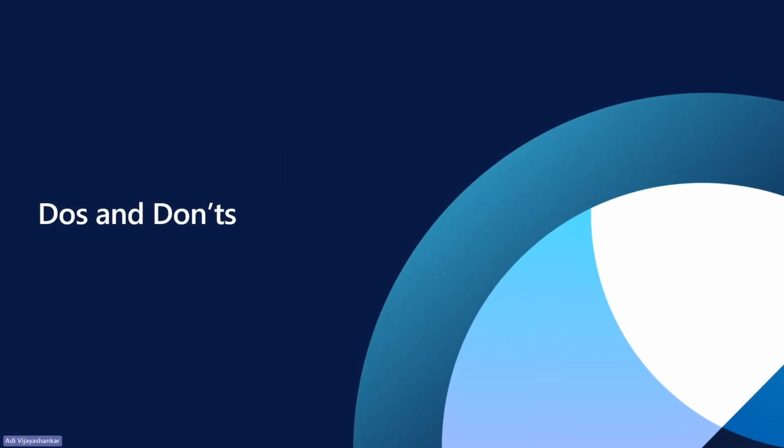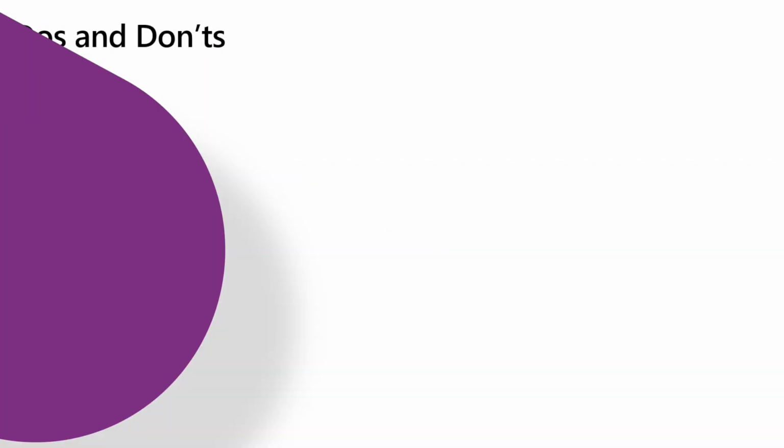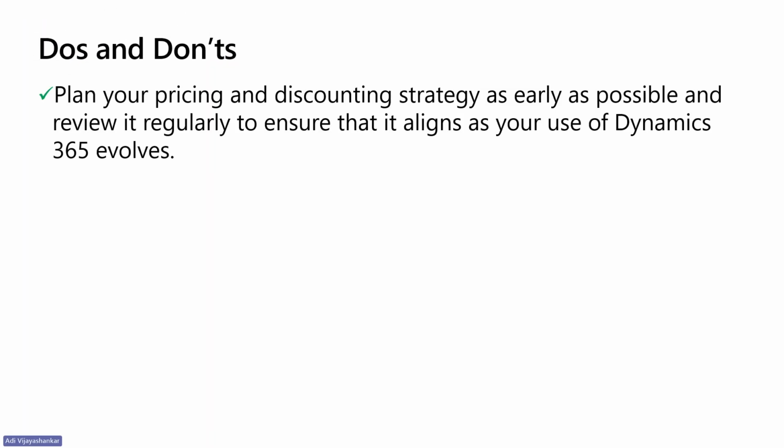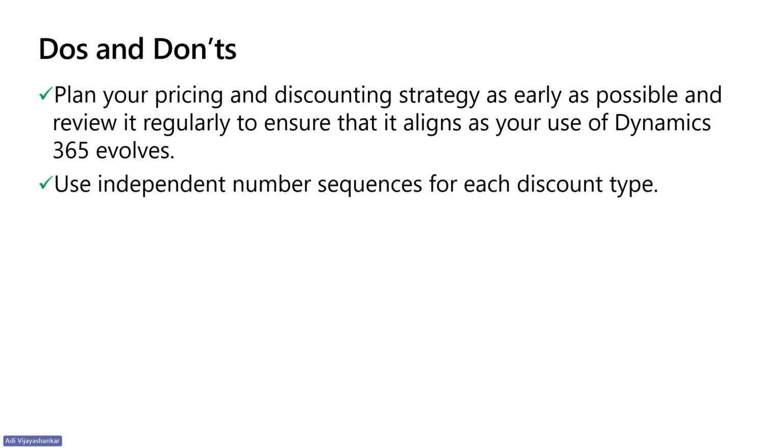Next, we will go over some of the main things you should make sure to do and some of the things you should avoid. You want to make sure you plan your pricing and discount strategy. And you want to do this early so you can keep aligned with how you use Dynamics 365 over time. It is also important to make sure you have configured a system having independent number sequences for each discount type.